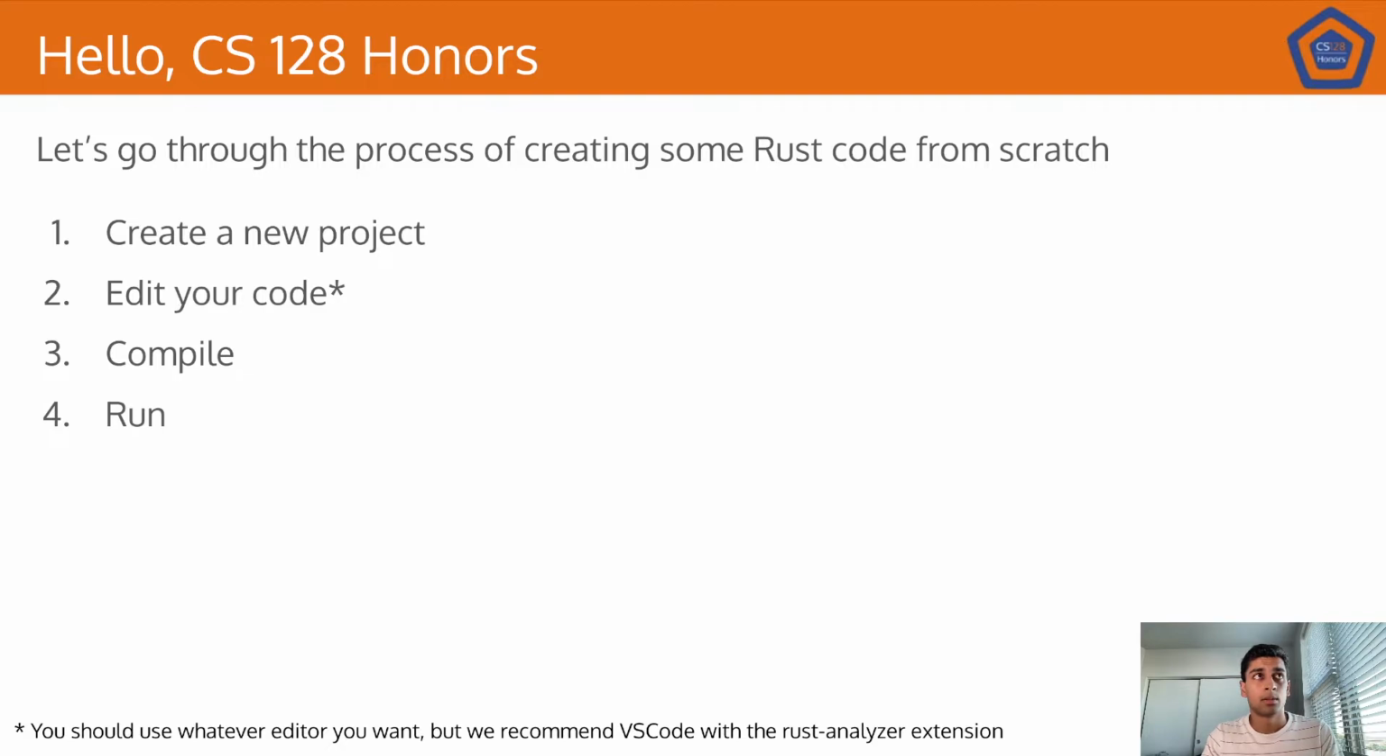Okay, so let's go through the process of creating some Rust code from scratch. First we'll create a new project, edit your code, compile it, and then run it.